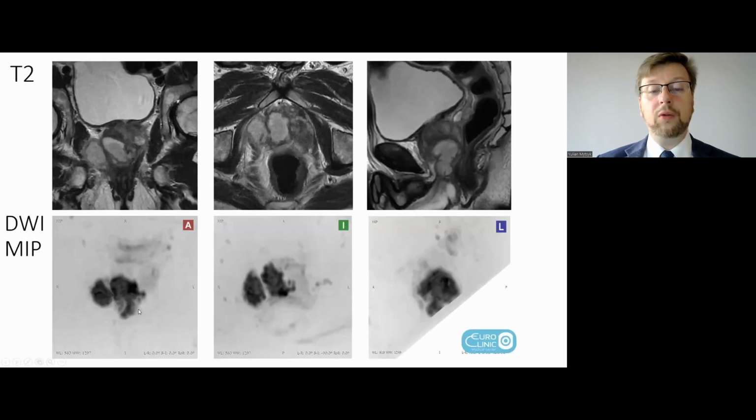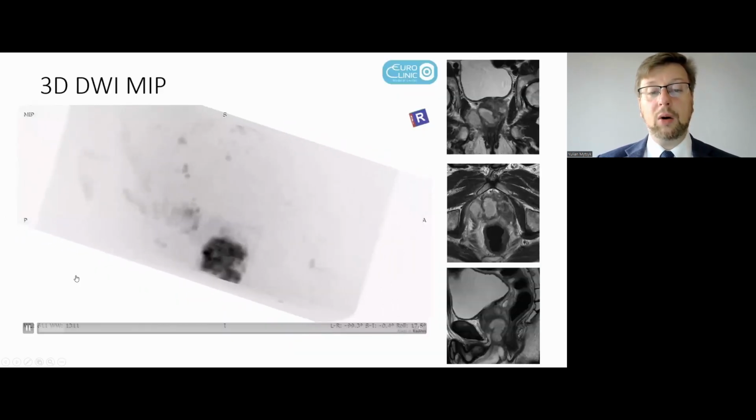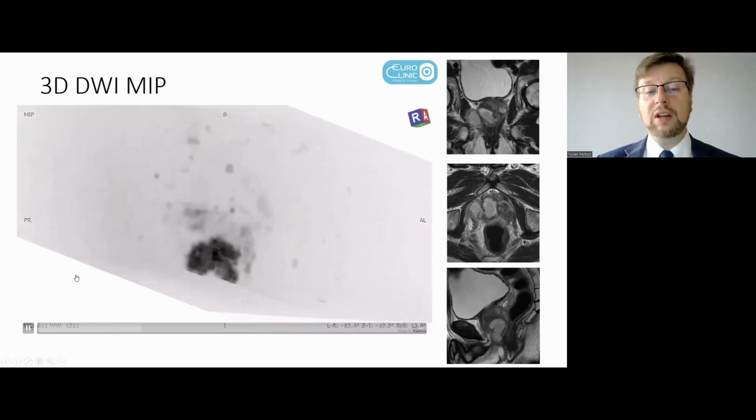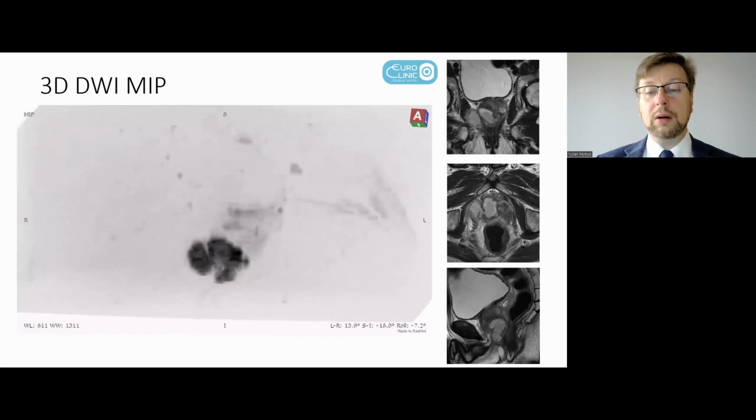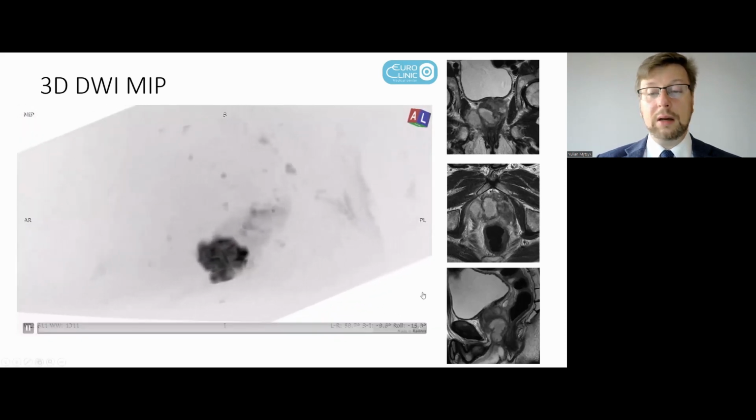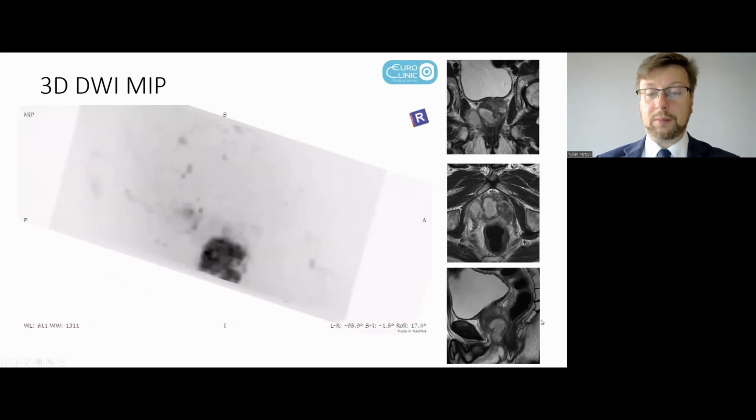In order to facilitate this process, we performed maps from the diffusion weighted images, taking into consideration the very significant restriction, using the maximal intensity projection, and it was also very useful to use three-dimensional reconstruction based on this sequence in order to facilitate this evacuation process.